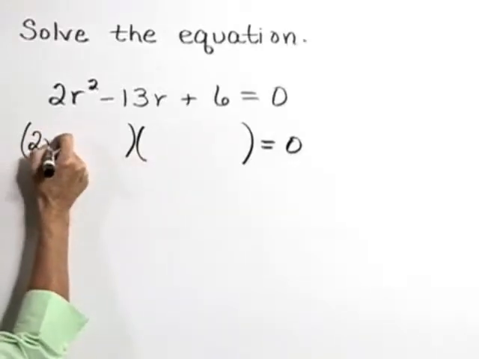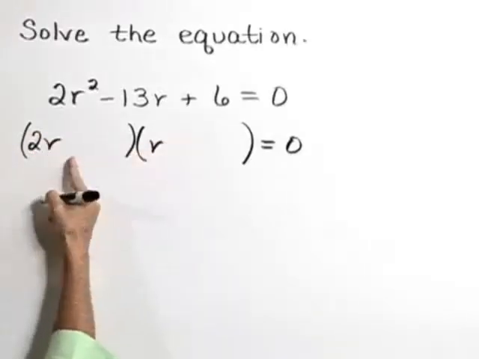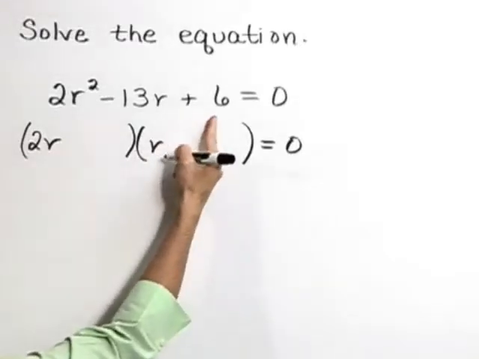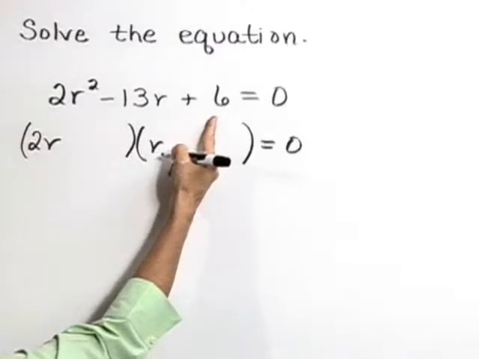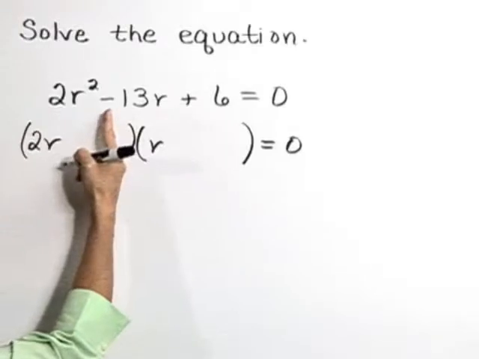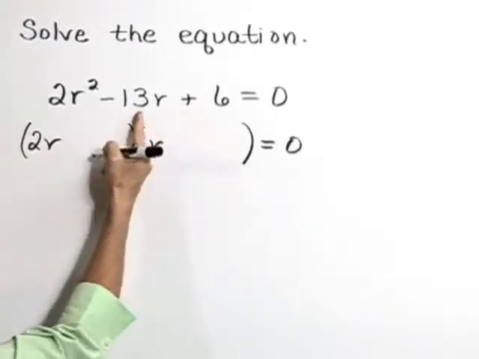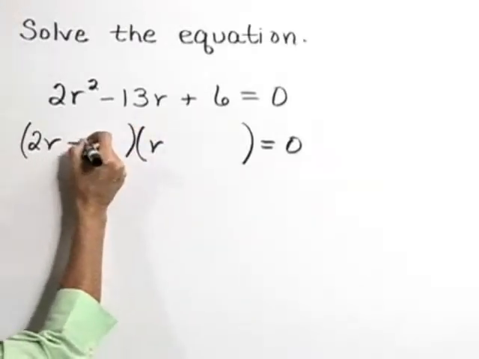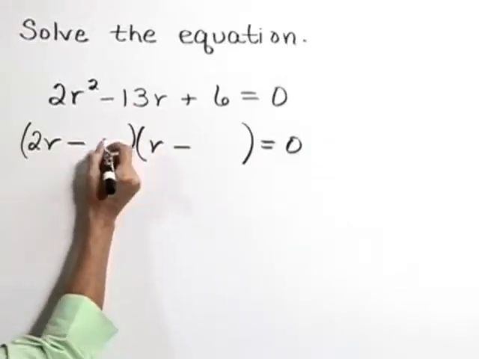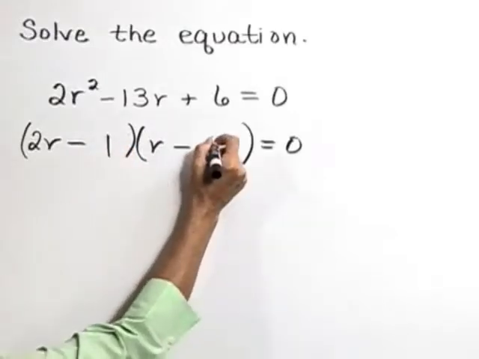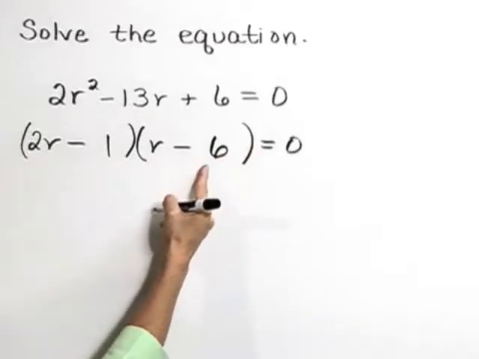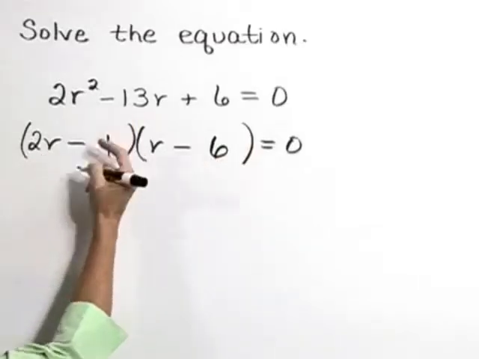We know that our leading terms must be 2r and r to give a product of 2r squared. Now we want to get our factors of positive 6 in the correct location. Notice that our factors are going to give a positive product, yet a negative sum. Therefore, they must both be negative values. Factors of 6, let's try a negative 1 and a negative 6 in here. Quickly checking, is negative 1r and a negative 12r equal to negative 13r?